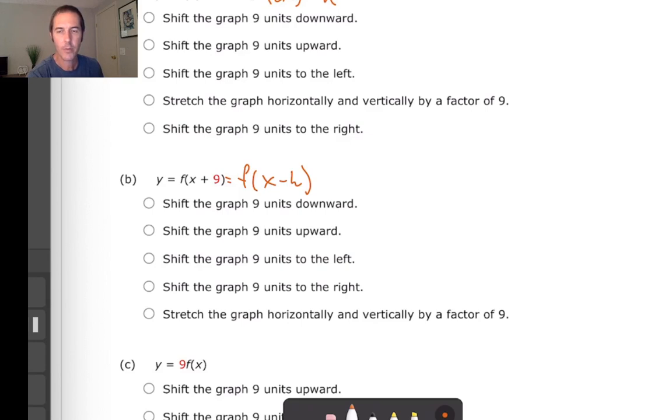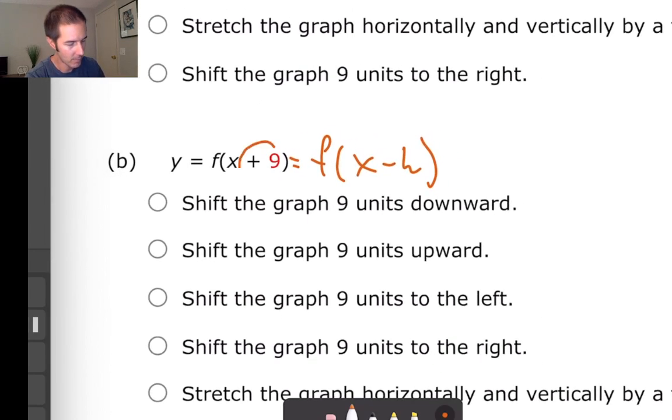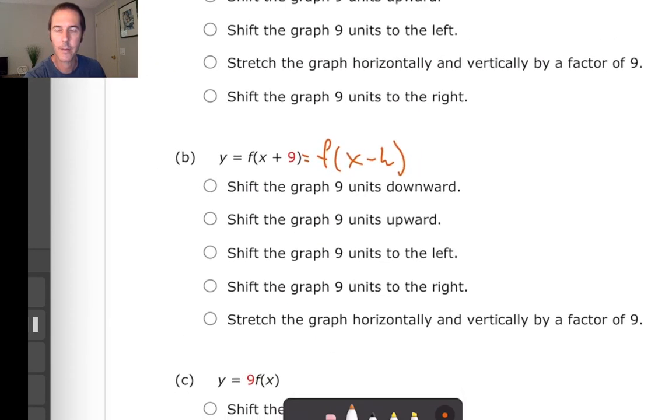That h value represents a horizontal shift, not a stretch, but a shift. And since the h value is negative 9, which is the opposite of what it looks like it should be, right? This looks like it says positive 9, but it's really minus negative 9. And so we would shift in the horizontal negative direction 9 units. So we're going left 9 units there.